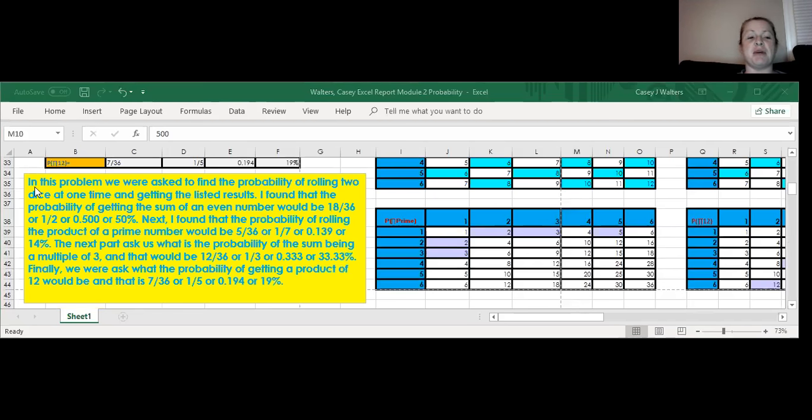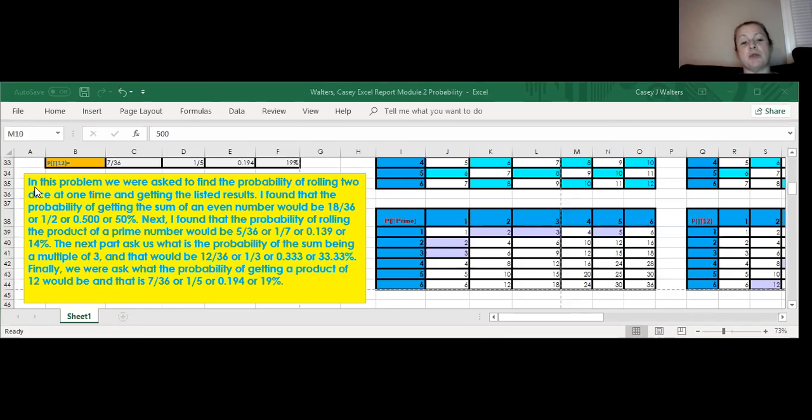In doing so, I found that the probability of getting a sum that is an even number would be 18 out of 36, or 1 out of 2, or as a decimal, 0.5 or 50%. Next, I found the probability of rolling a product that is a prime number would be 5 out of 36, or as a decimal, 0.13, or rounded to 0.14, or 14%. The next part asks what is the probability of the sum being a multiple of 3, and that would be 12 out of 36, or 1 in 3, or as a decimal, 0.333, or 33.33%.